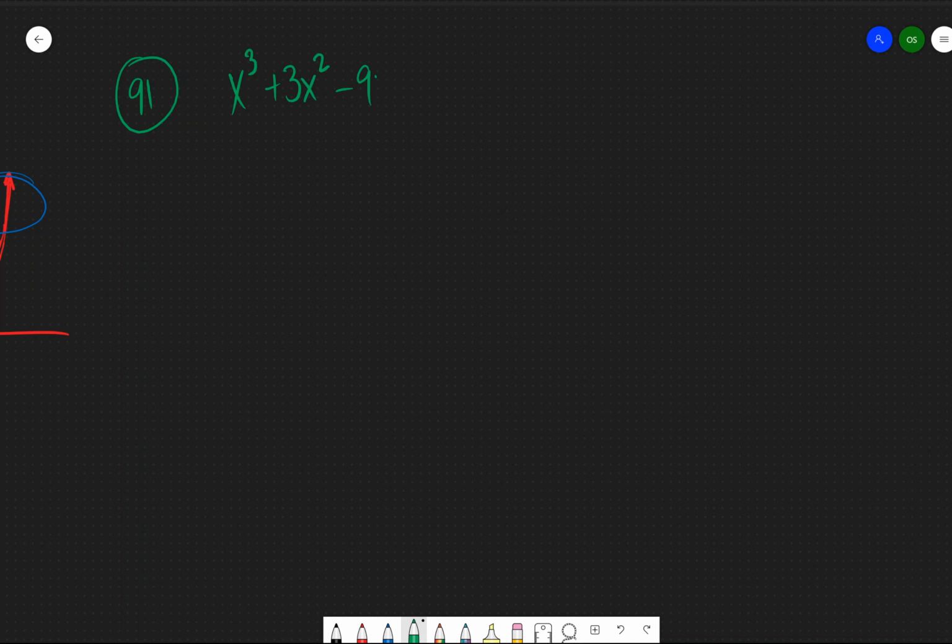I'm going to push this off to the side, and let's go ahead and grab a different one. This time I'm going to look at number 91. All right, so 91, we have x cubed plus 3x squared minus 9x minus 27.